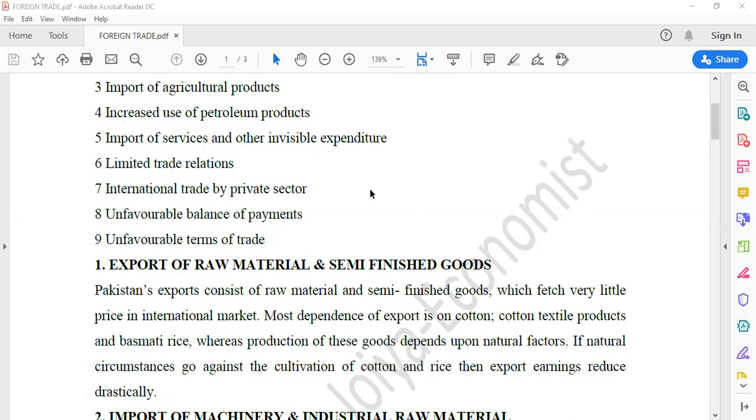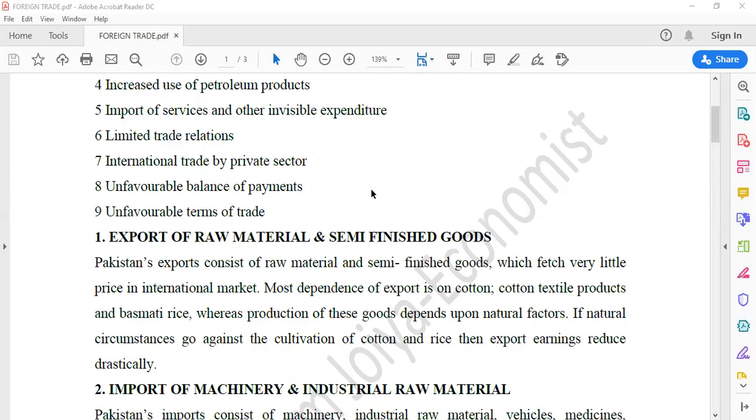Fifth is import of services and other invisible expenditures. We import services, such as when foreign direct investment comes into Pakistan and certain servicemen come to Pakistan. Certain banks have branches here. Their higher officials come to Pakistan and work here. So that is all the import of services. They provide services here and they charge us.